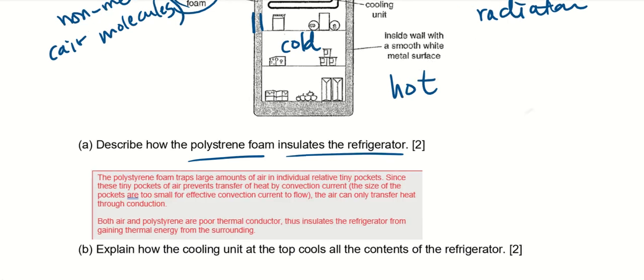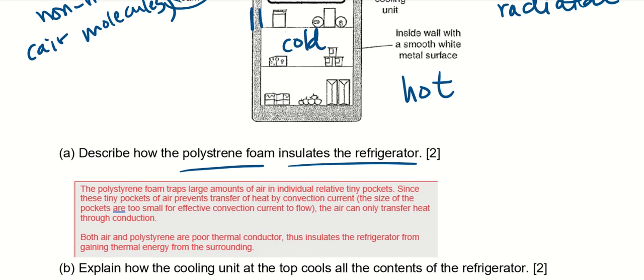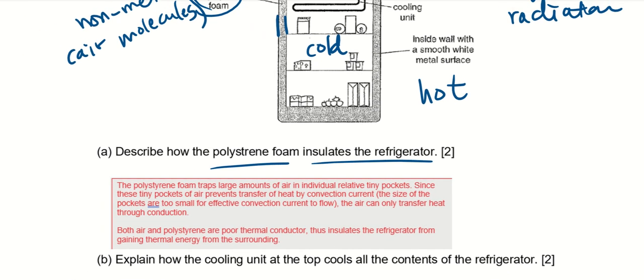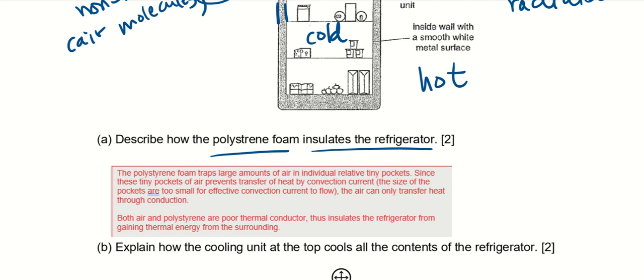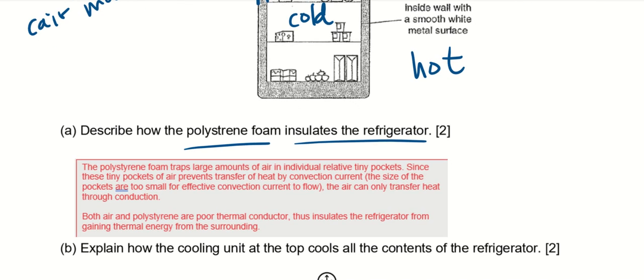Okay, so the polystyrene foam actually traps a large amount of air in individual relatively tiny pockets, right? These tiny pockets of air prevent transfer of heat by convection current, so the air can only transfer heat, or thermal energy, through conduction. But because both air and polystyrene are poor thermal conductors, this insulates the refrigerator from gaining thermal energy from the surrounding. Okay, so we talk about both conduction and convection because there are many tiny air particles in there.